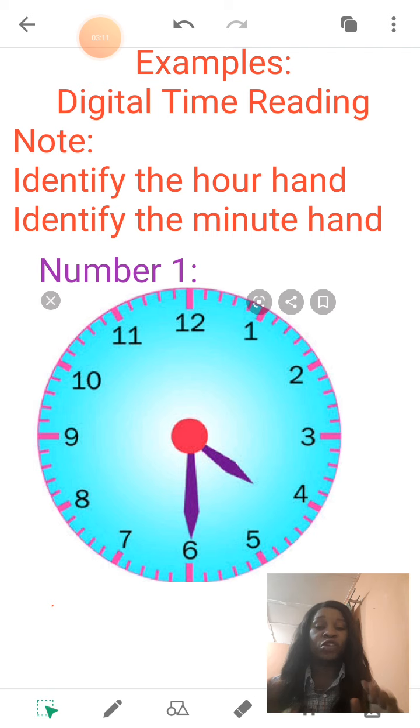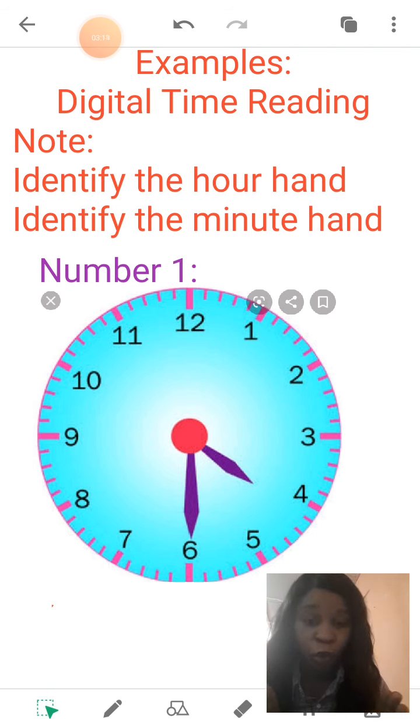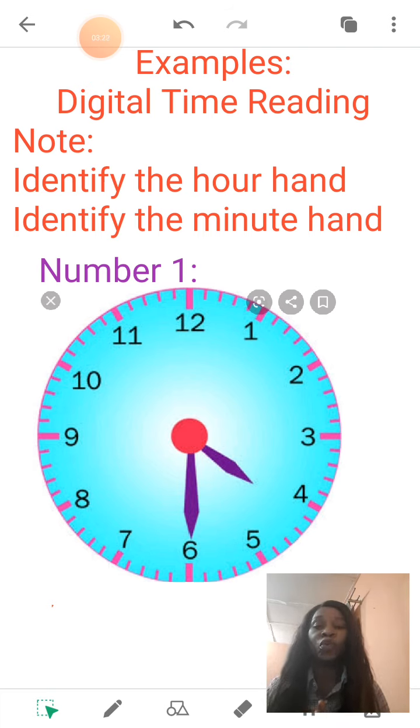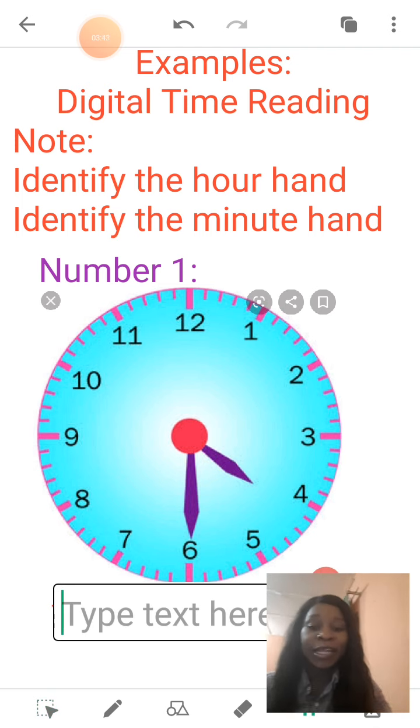Now, digital timing, actually, it's not difficult. Once you understand the minute hand, you're good to go. Because all you need to do is just to know where the hour hand is touching and the minute hand is touching. Now, for digital timing, the first thing to know, after you've done your number bonds of 5, which is very important, is to identify the hour hand. That's how we interpret the time in digital time. You remember, in analog, we interpret the minute hand first. But in digital, we interpret the hour hand first.